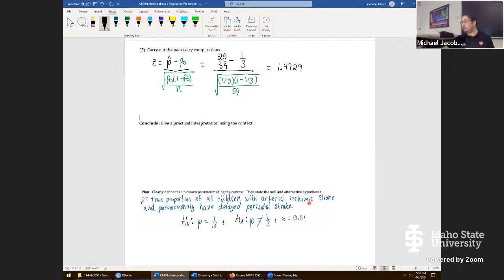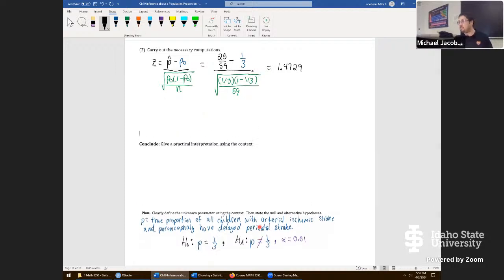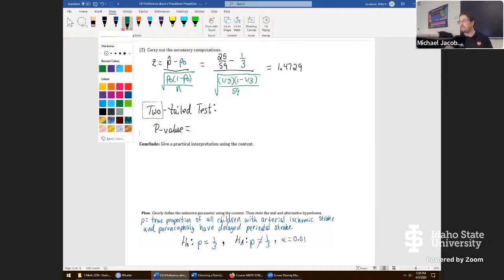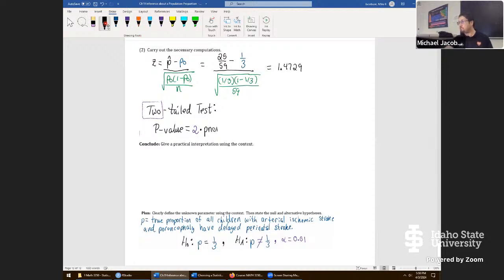That's our next step. In doing that, we have to recall we're doing a two-tailed test because of the not equals. So for the two-tailed test, we calculate the p-value in this way. The p-value is going to be equal to, from this portion right here, the fact that we have a two-tailed test, we have to double p-norm. We got a positive value, so I'm going to accumulate area to the right of 1.4729. So we need to set lower dot tail equals false.